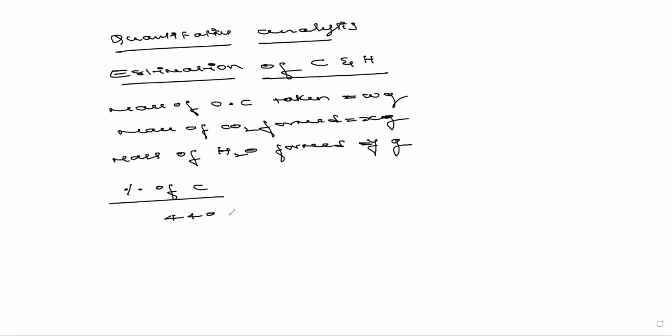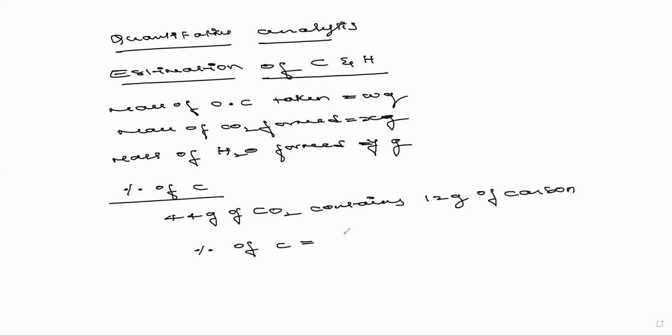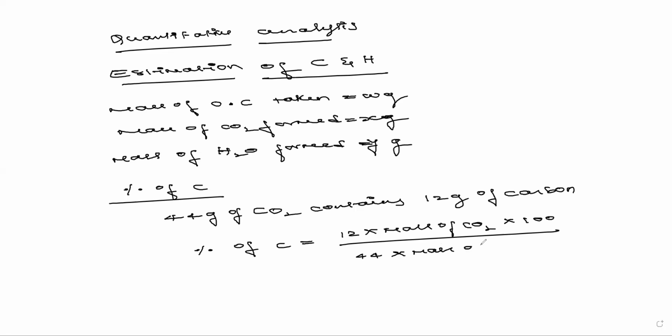Percentage of carbon: 44 gram of carbon dioxide contains 12 gram of carbon, and percentage of carbon is equal to 12 into mass of CO2 into 100 divided by 44 into mass of organic compound.